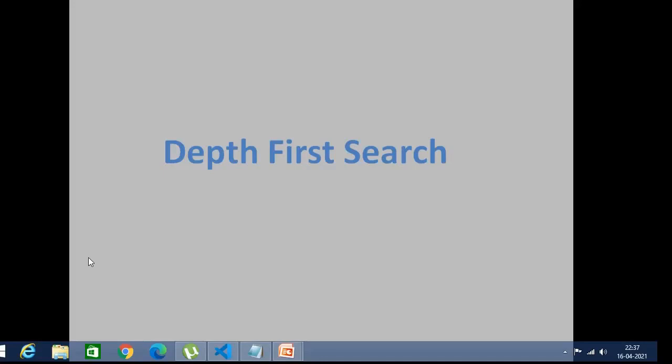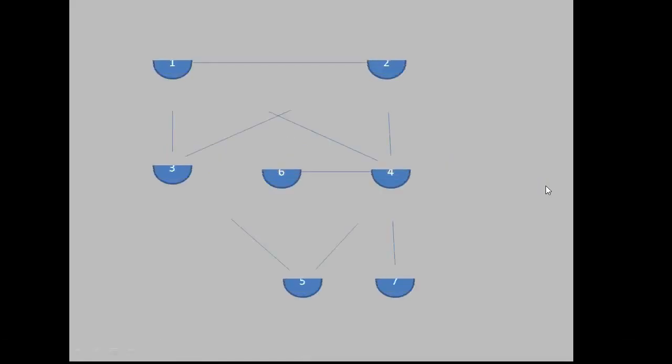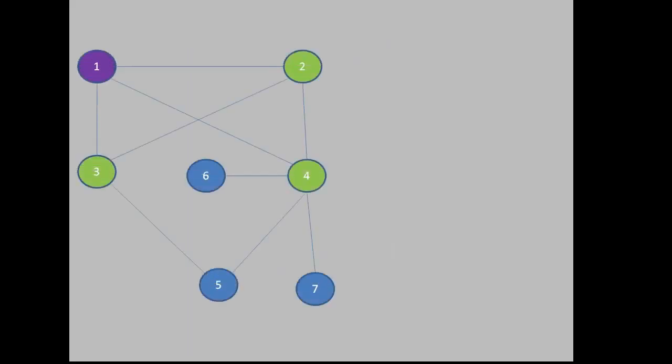Hi everyone, in this video we will talk about depth first search, its working and algorithm. If this is the graph given to you, this is an undirected graph. In depth first search we find the adjacency list of every vertex.